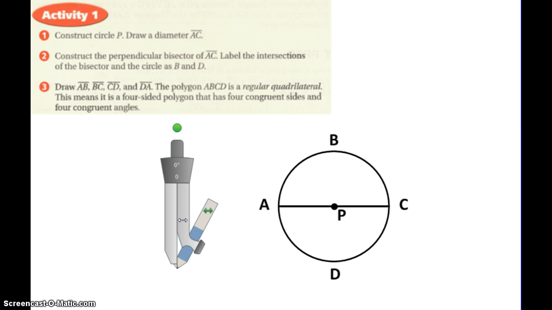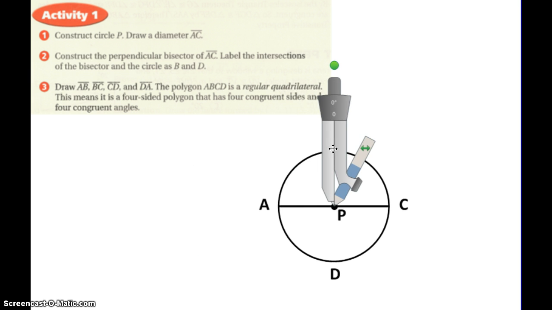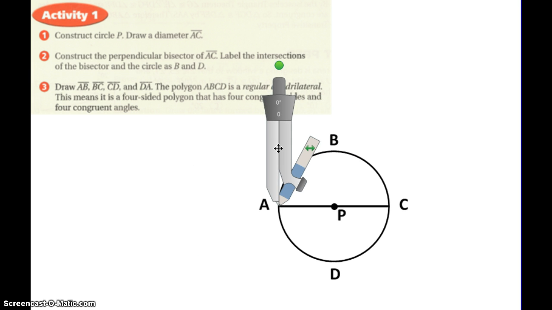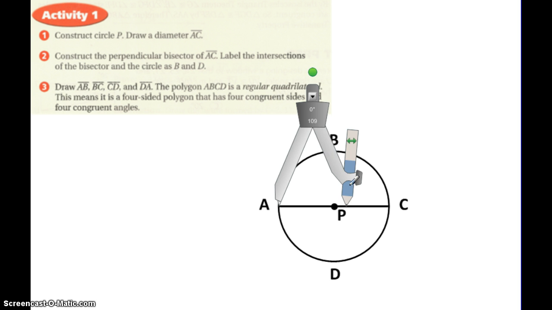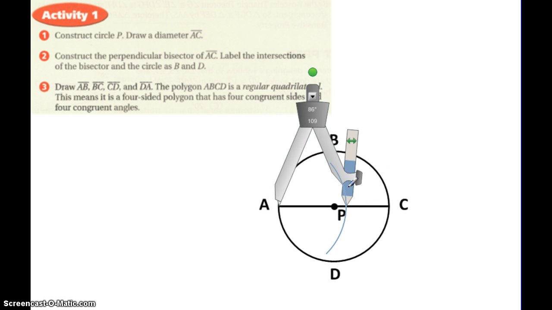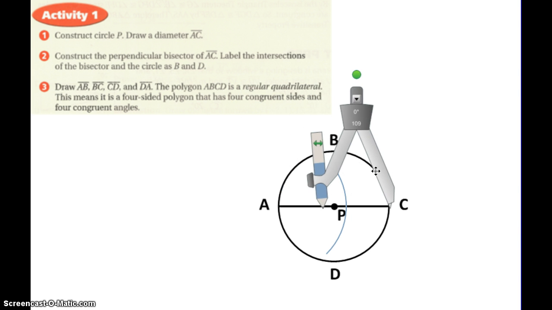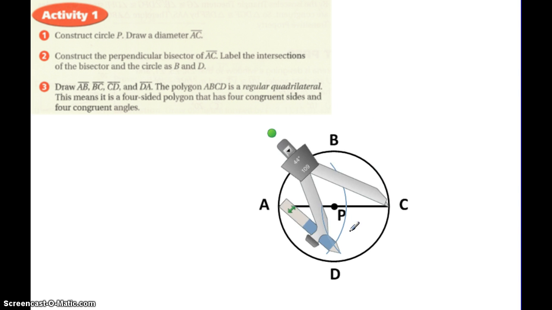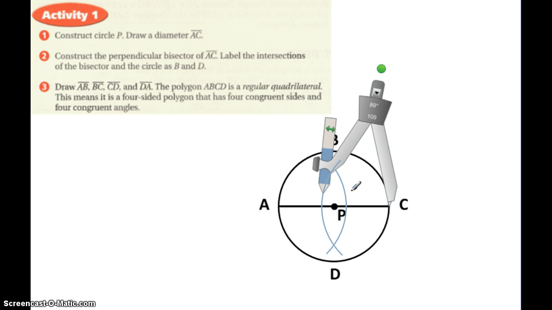First things first. Given the center P, draw a diameter and label it AC. It could be anywhere. Then you need to do the perpendicular bisector through line AC. So remember, open up your compass to more than halfway and create your arc. Do the same thing from point C. Remember how to create a perpendicular bisector? This is exactly what we're doing.